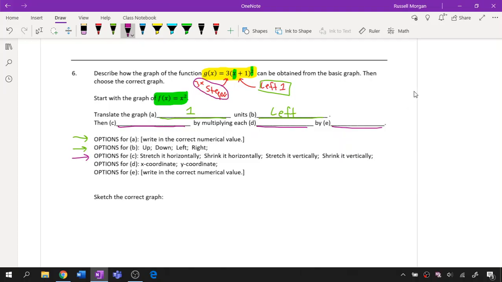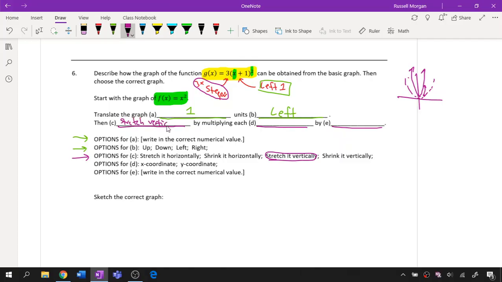Now, steeper means this parabola, instead of being like this for the normal one, is going to be steeper. And if you remember, that means it's actually the y value going up. So we're actually going to stretch it vertically. We're going to grab this parabola and pull it up. So it's going to stretch it vertically. So that's our first option.